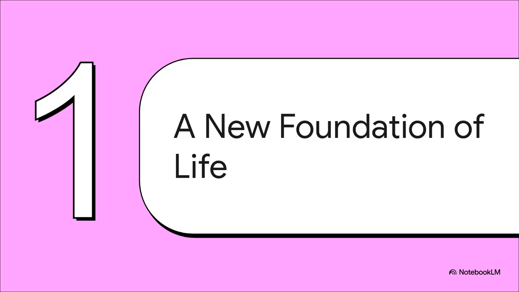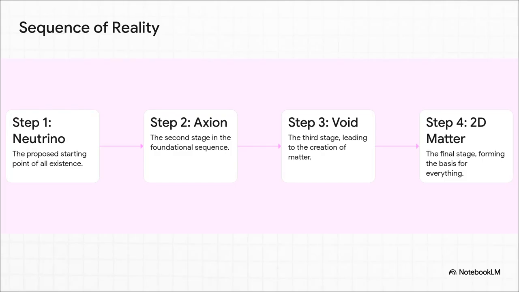To get a handle on this theory, we have to go back, way back, to the very beginning of reality, according to this paper. It proposes this fundamental sequence of creation that's supposed to be the blueprint for literally everything that follows. The paper lays out this very specific four-step sequence, kind of like an origin story for the universe. You start with a neutrino, then an axion, then a void, and all of that results in something the author calls 2D matter. And according to this theory, this progression isn't just random. It's the first domino that has to fall for anything else to even exist.